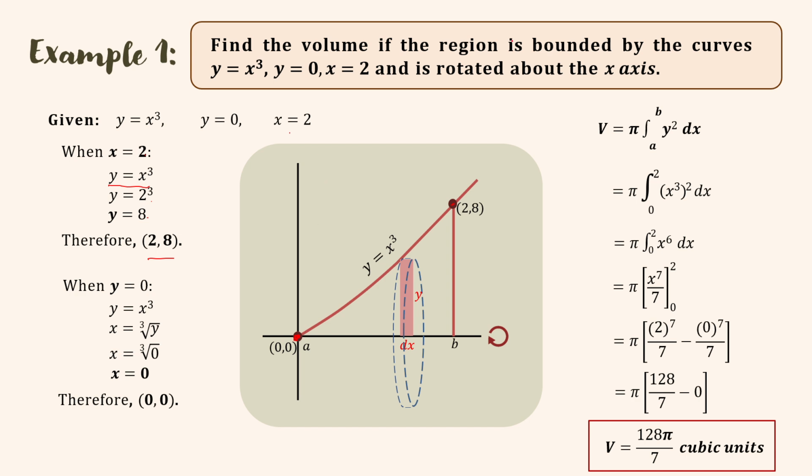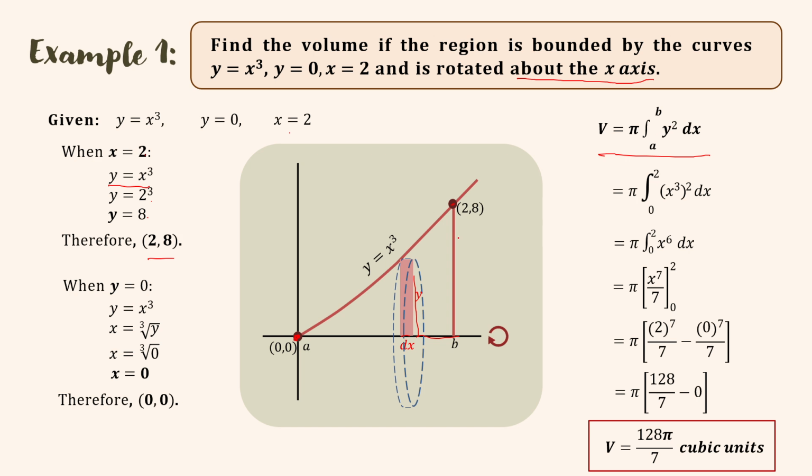So here, the region is rotated about the x-axis. Therefore, the function that we're going to integrate is in terms of x. This is the formula when it is in terms of x: V is equal to pi times the integral of y squared dx from a to b. Take note that y is the length and our width is dx, which is perpendicular to the axis of rotation. When it is perpendicular to the axis of rotation, the function that we're going to integrate is in terms of x. So V is equal to pi times the integral of y squared dx from a to b.